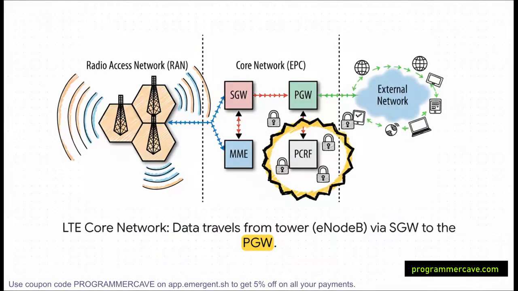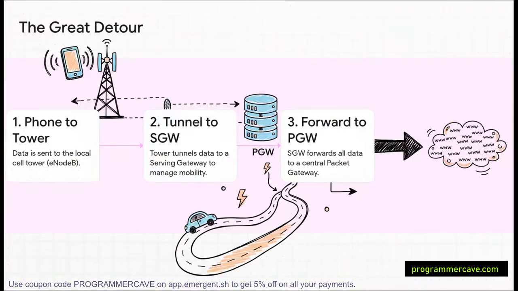Now, let's look at the actual architecture. Your data goes from the tower on the left through something called a serving gateway, or SGW, and then everything, I mean everything, gets funneled to one central point, the packet gateway, or PGW. That PGW is the single choke point. It's the only way in or out of the carrier's network to the public internet. So to break it down, your packet's journey is basically a 4-step detour. Phone to tower. Then the tower tunnels the data to the SGW. The SGW forwards it on to that centralized PGW. And only then, after all that internal routing, does the PGW finally send your data out onto the web.